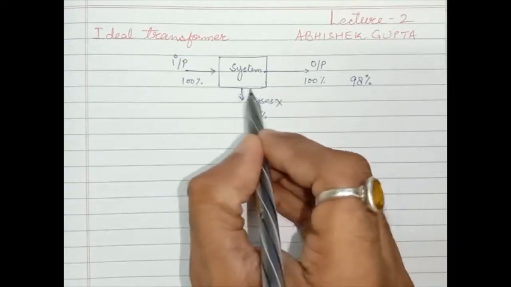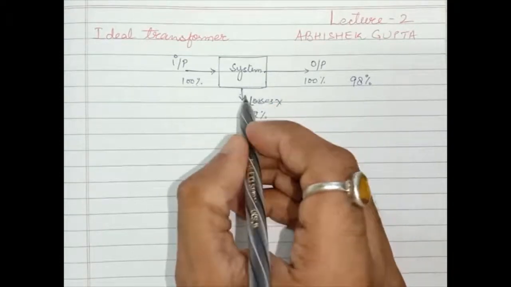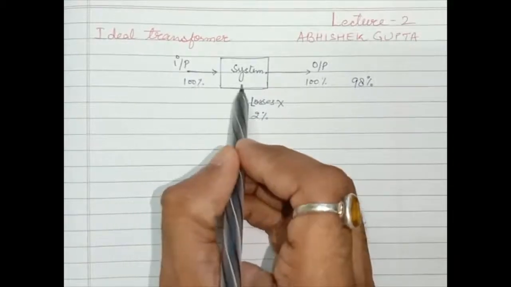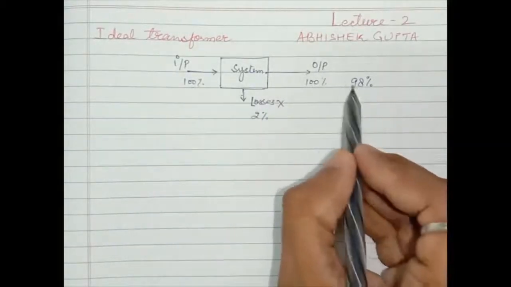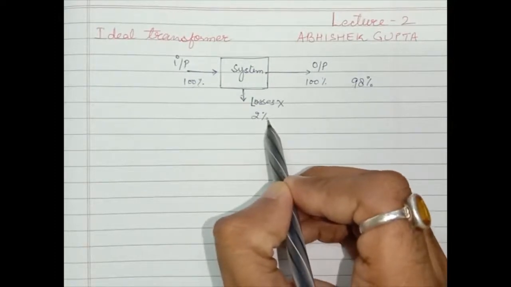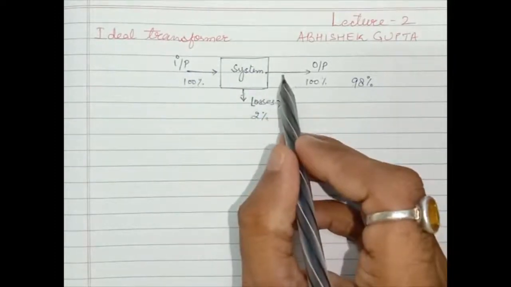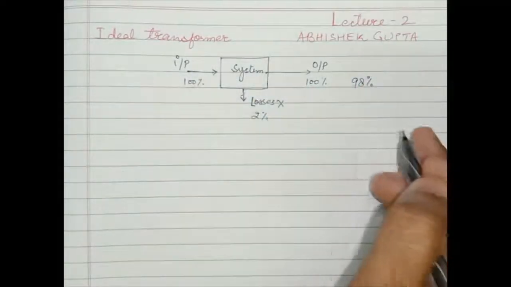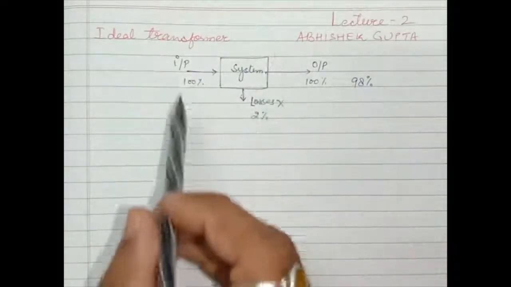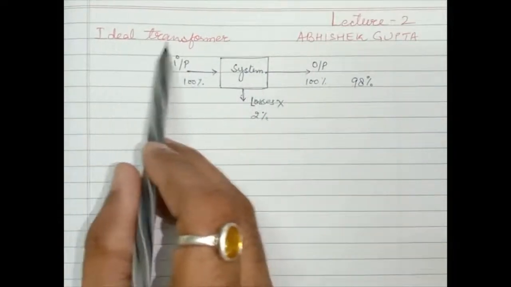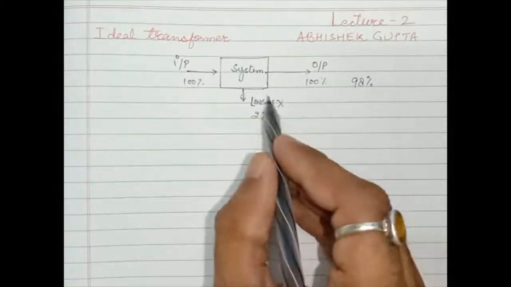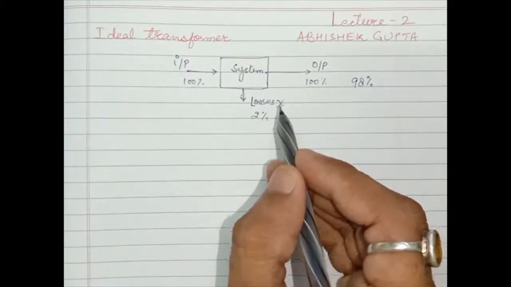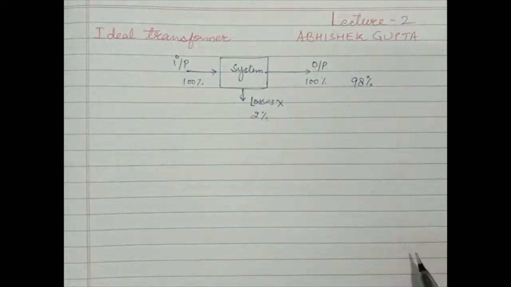If the third terminal is added and we are giving 100% input to a system and getting 98% of the output, but 2% is lost, at that time we will not call it an ideal system. It is a somewhat practical system. So why are we considering this ideal transformer? To have an analysis of a transformer without considering it practical, we just want to establish a basic theory of a transformer.